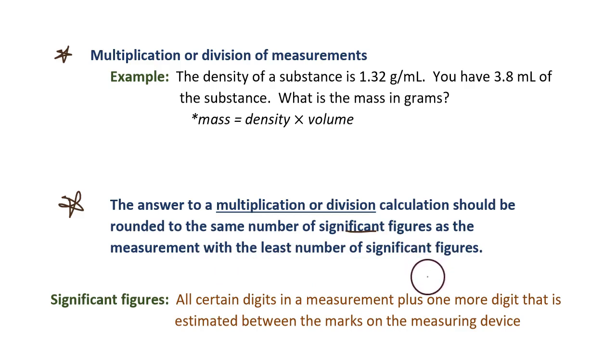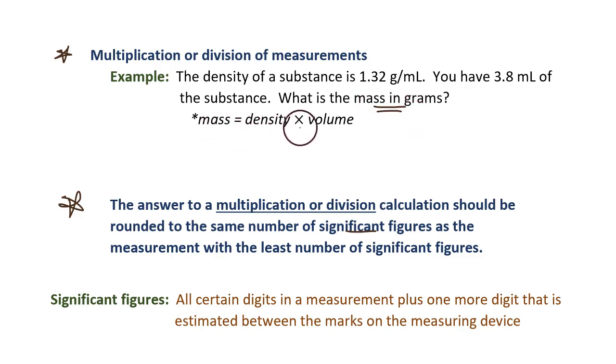When we discussed adding problems, the rule involved looking at decimal places. This time, the rule involves a concept called significant figures, and we'll discuss what that means. But before we do that, let's take a look at this example. The density of a substance is 1.32 grams per milliliter. We have 3.8 milliliters of the substance. What is the mass in grams?